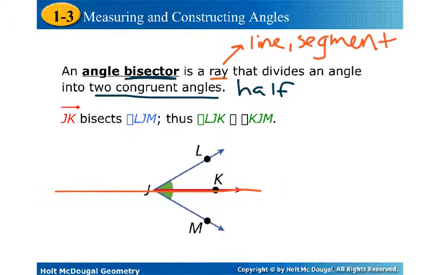Not sure where I got off on here, but the segment could also cut this angle in half as well as the line. So that's kind of why I'm adding those in there. Other than that, again, we're missing this angle image. So JK, this ray here, is bisecting the entire angle, which would be J in the middle here of LJM. And then that means that LJK, which is on top here, is congruent to KJM, which is on bottom here.